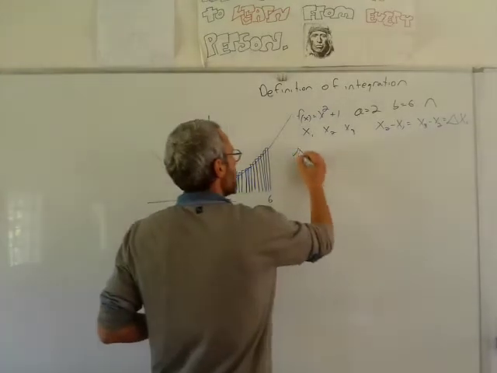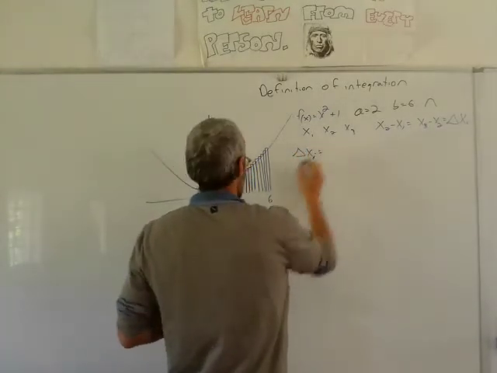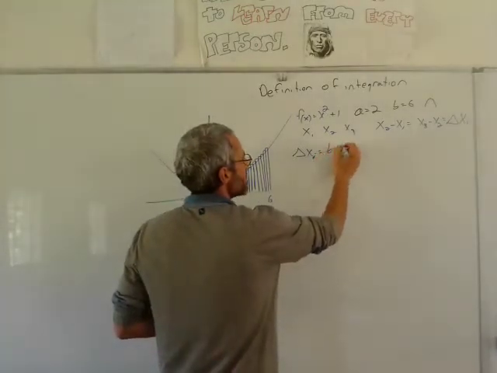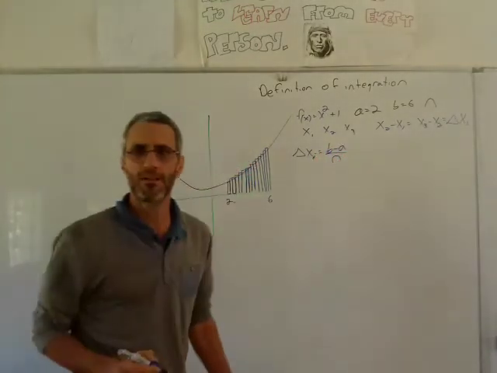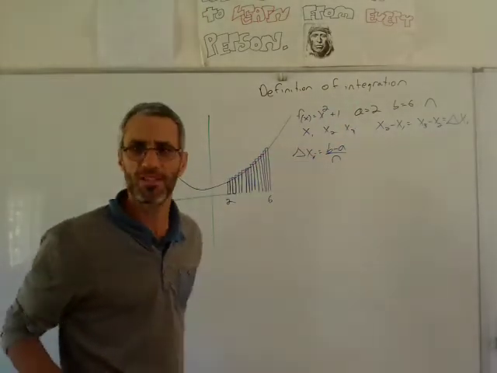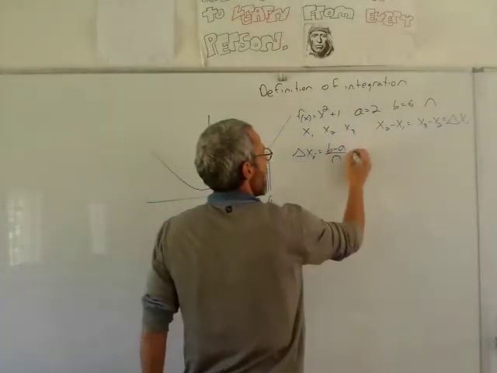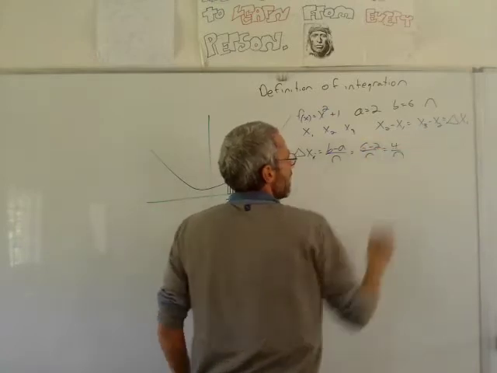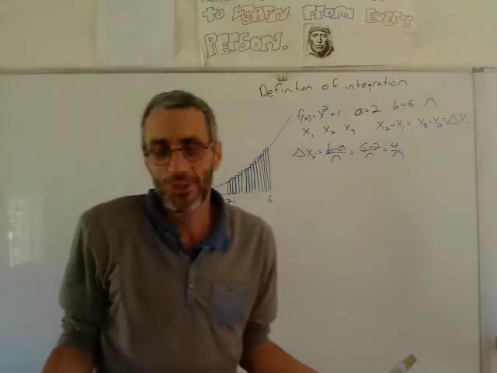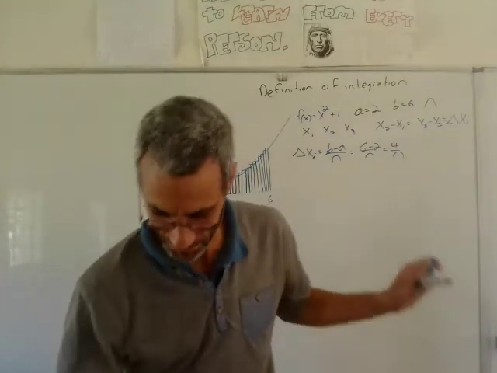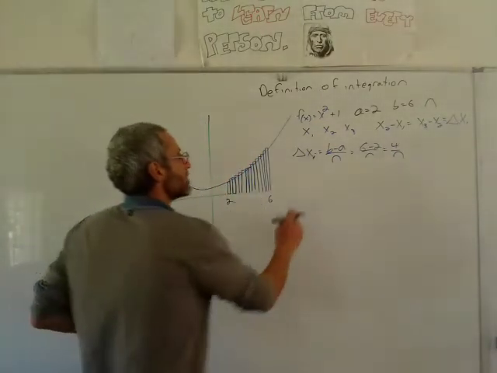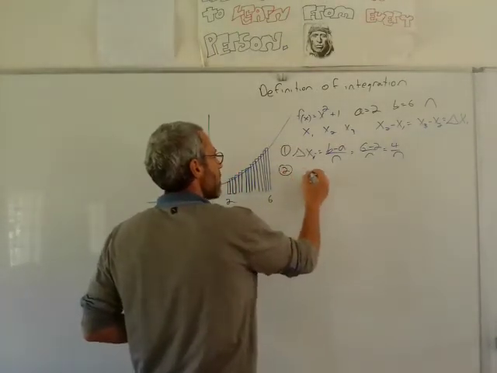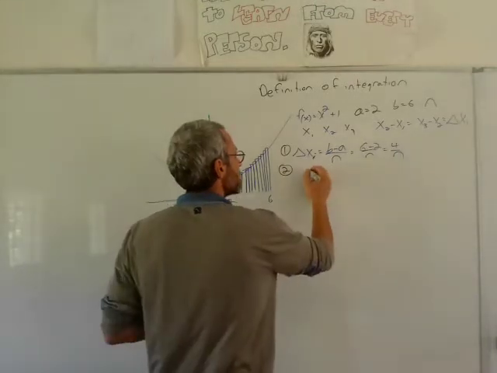Now, we had a formula for that, delta xi. Each one of these, delta xi, is b minus a divided by n. Remember, that was the formula we had before. So I've got b and a, so it's 6 minus 2 over n. It is 4 over n. And this time I don't know the value of n, so I'm just leaving it like that. Okay, next step. That was the first: find the width.